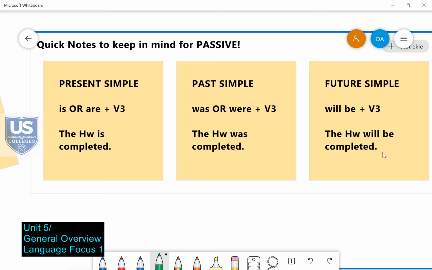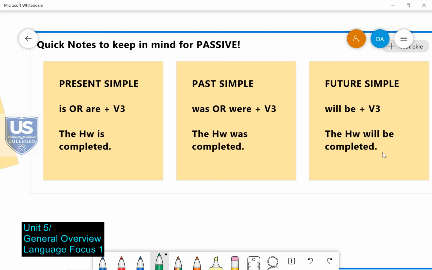The homework is completed. As you see, is is used as an auxiliary verb because it is referring to present simple, and it's followed by completed, which is the verb 3 form. If it is not an irregular verb, but a regular verb, it's supposed to be completed either with D, ED, or IED forms of the verbs.